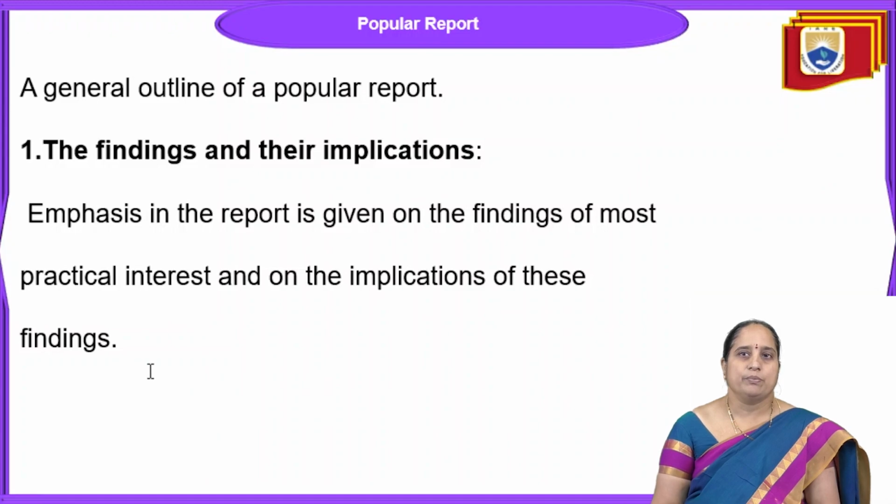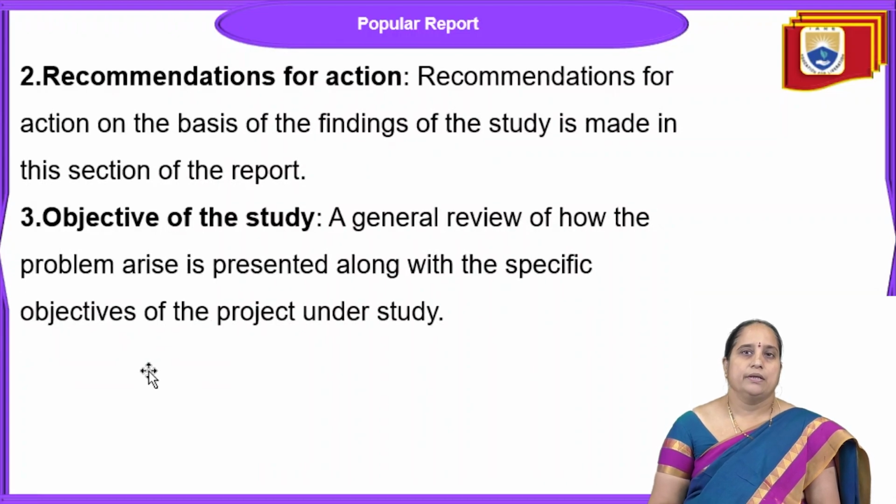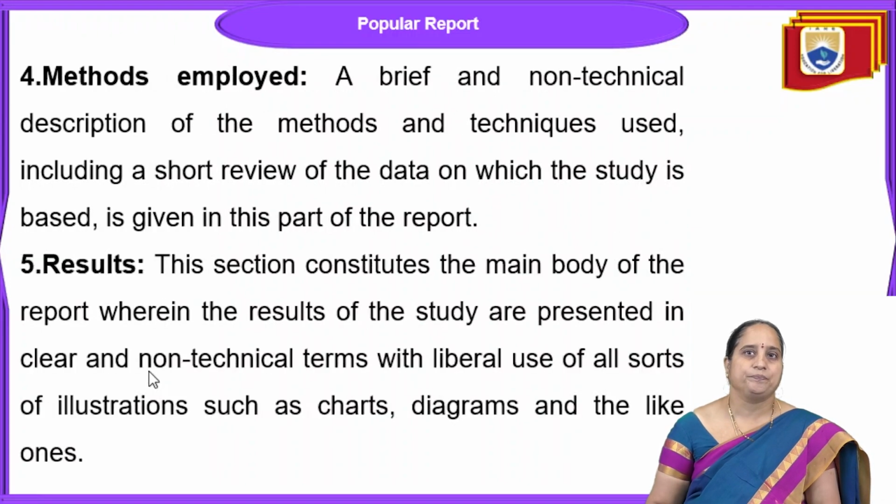So a general outline of a popular report is like this. The findings and their implications should be mentioned. Emphasis in the report is on the findings of most practical interest and on the implications of these findings. Next, recommendations for action. Recommendations for action on the basis of the findings of the study are made in this section of the report, and the objectives of the study are also specified. A general review of how the problem arises is presented along with the specific objectives of the project under study.